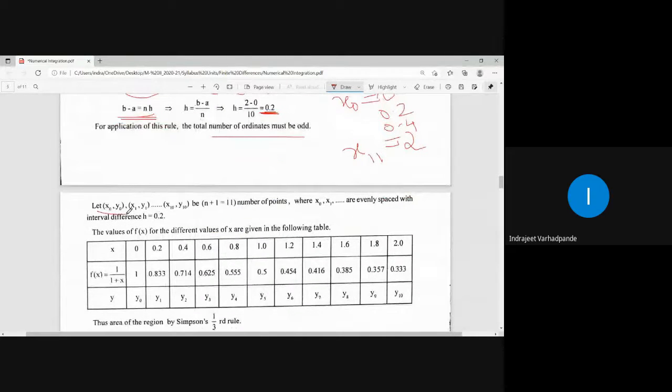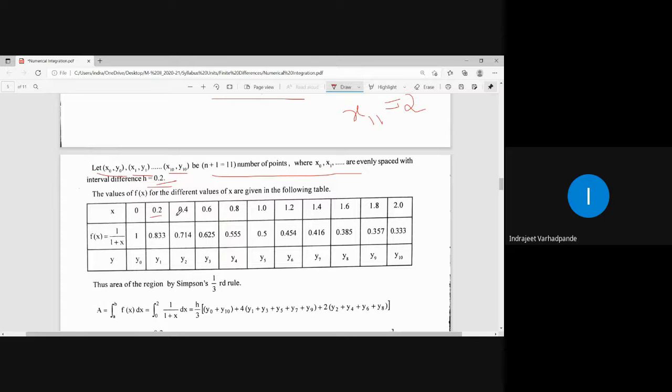So see, x0, y0, x1, y1 up to x10, y10 are evenly spaced with an interval of 0.2. As I said, the total number of parts will be 10 and the points will be 11. So 0, 0.2, 0.4, 0.6, 0.8, 1.0, and so on, up to 2.0. 1, 2, 3, 4, 5, 6, 7, 8, 9, 10, 11. When n is even, the total number of points will be n plus 1, that is odd.